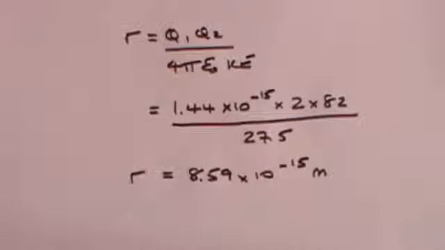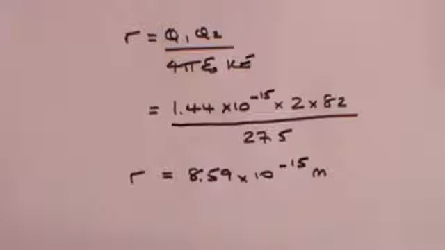So now we've got a good indication of the size of lead, which is a big atom, 82 protons in lead. There aren't many naturally occurring elements above that. The radius is about 8.59 times 10 to the minus 15 meters. Very, very small nucleus. And that is about as far as you can go with alpha particle scattering in order to determine the radius of a nucleus.